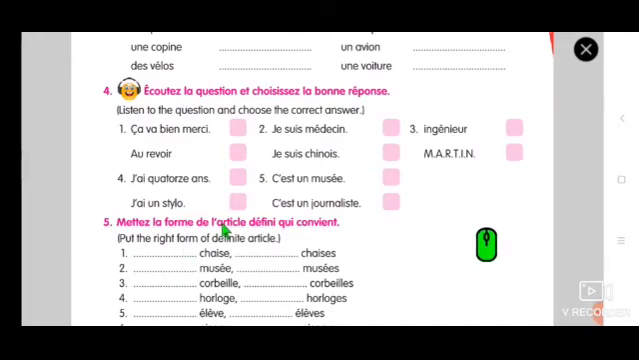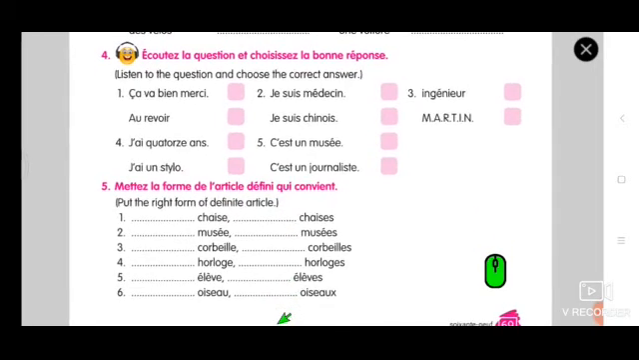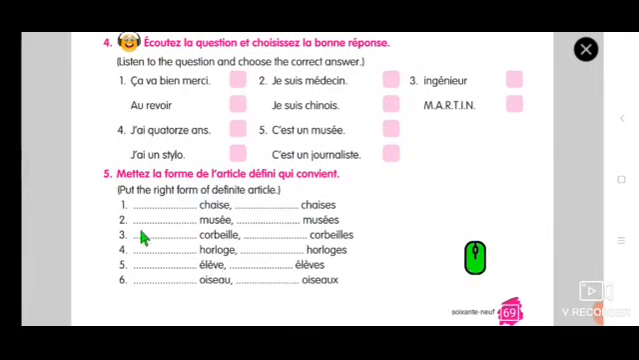Left hand side is singular and right hand side is plural. So le or la should be here according to the word. La chaise, le musée, but here les chaises, les musées. So on the right hand side everything is les, but on the left hand side you have to be a little alert. Seeing the word, you have to substitute with le, la or l' apostrophe.